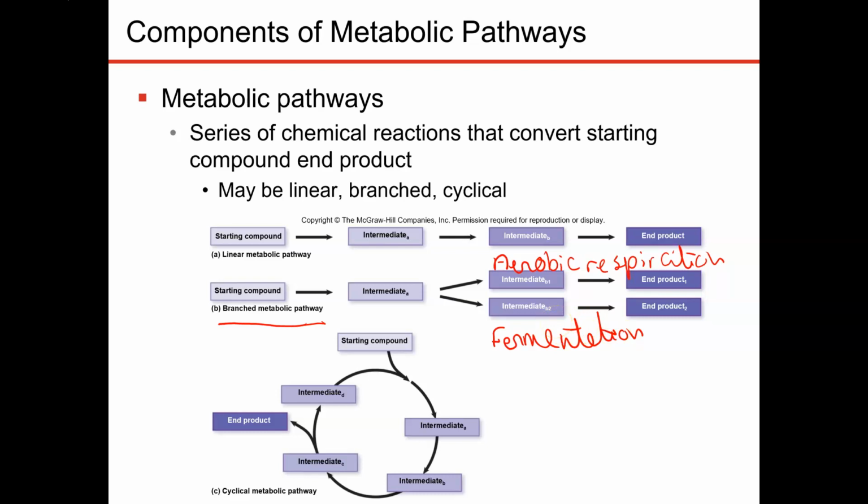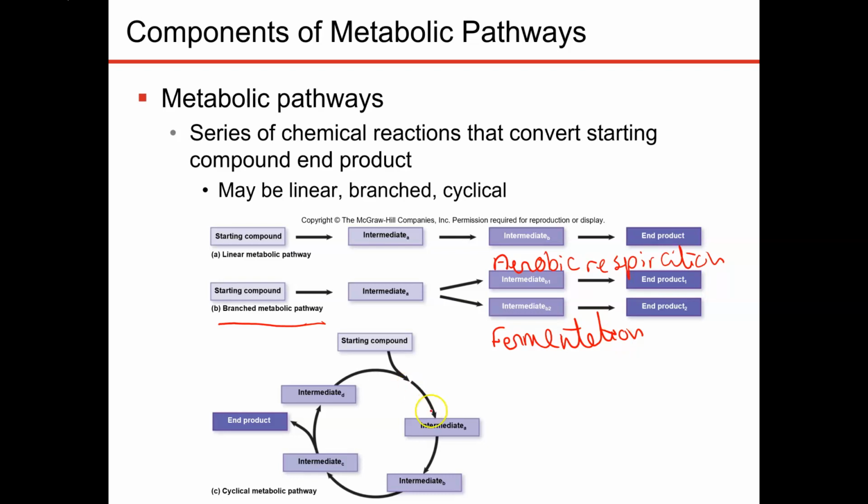In a linear pathway, you have some starting compound and you produce an intermediate. The intermediate is then going to be converted by another enzyme to another intermediate until we get to the end product. So in a branched pathway, which is much more common, you have different intermediates that are produced, and these different intermediates can move into different pathways, producing different end products.